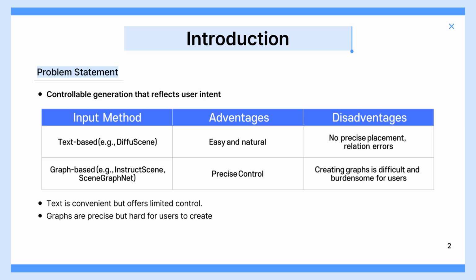In contrast, graph-based methods provide very precise control. But the downside is that creating a scene graph manually is difficult and extremely burdensome for users. In short, text input is convenient but lacks control, while graphs are precise but hard for users to create. FreeScene attempts to overcome both limitations at once.